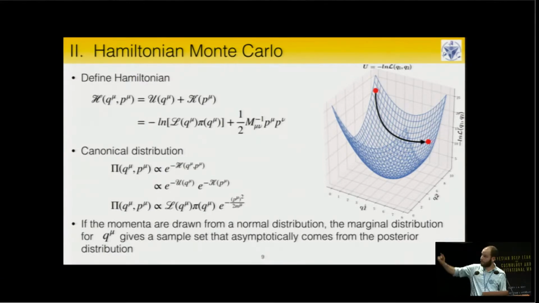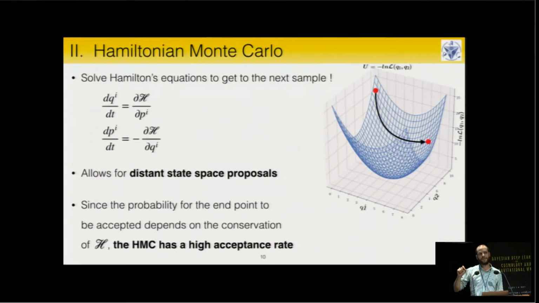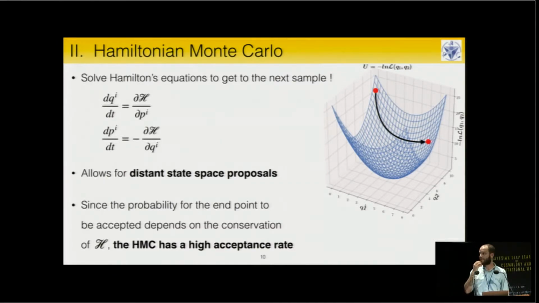To go from the first red sample to the next one, what you need to do is solve Hamilton's equations and then stop the trajectory at some point, and that's how you get the next sample. This setup allows for really distant state space proposals, and since the probability to accept the next sample depends on the conservation of the Hamiltonian, and it should be conserved, the HMC produces a very high acceptance rate.